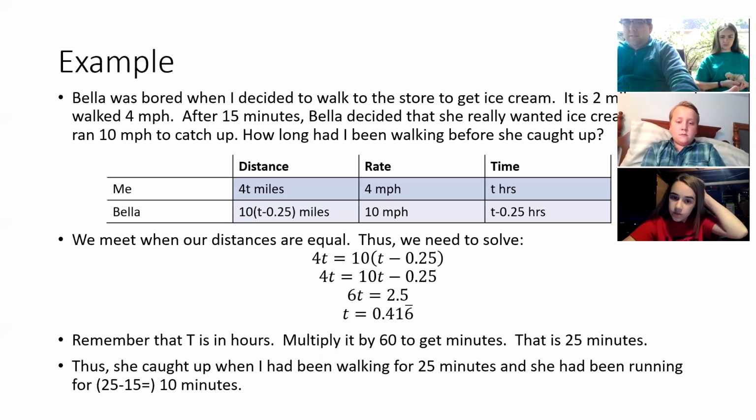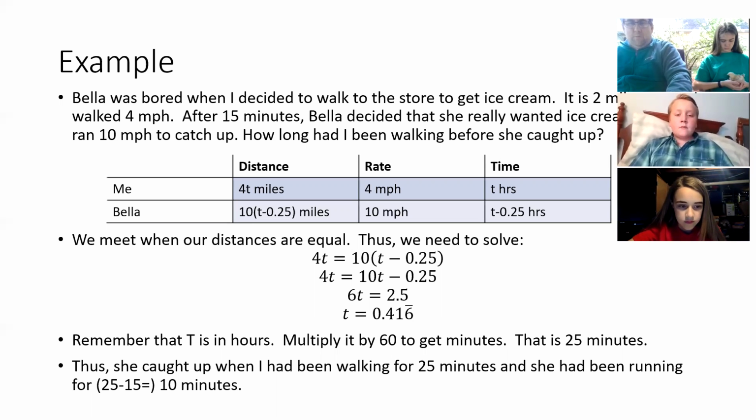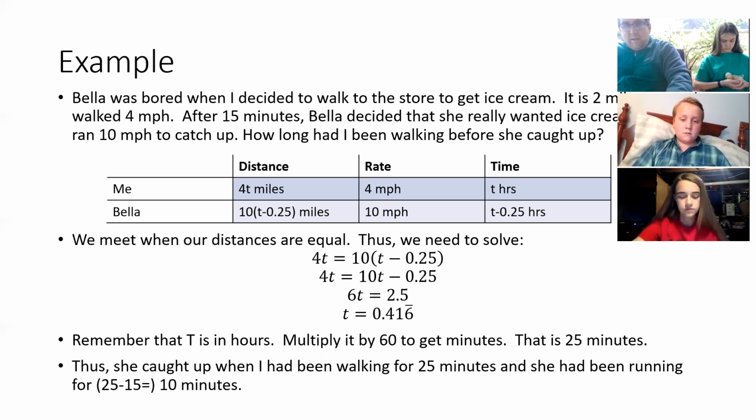Let's talk about minutes, to make it make a little bit more sense. So you multiply that 0.416 repeating times 60. If you just used your calculator, you did 2.5 divided by 6, it would already be there. Just hit times 60 and you get 25. So that means it's 25 minutes.